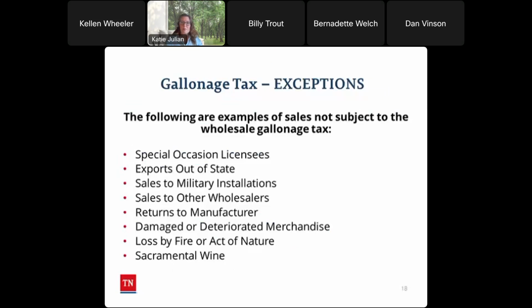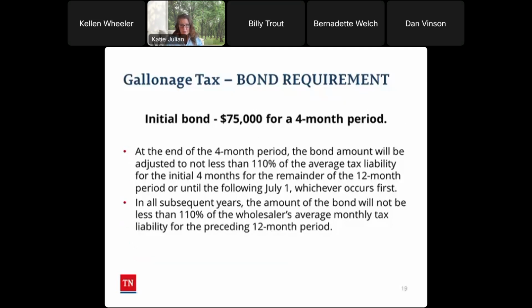Exceptions. Wholesalers must properly document each type of the following sales to claim an exemption on their gallonage tax return. Here's a list of examples: special occasions licenses, exports to out of state, sales to military installations, sales to other wholesalers, returns to a manufacturer, damaged or deteriorated merchandise, lost by fire or acts of nature, sale of sacramental wine. All of this is broken down on the return as well.